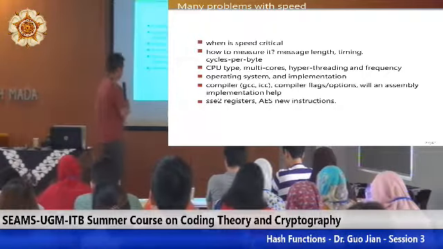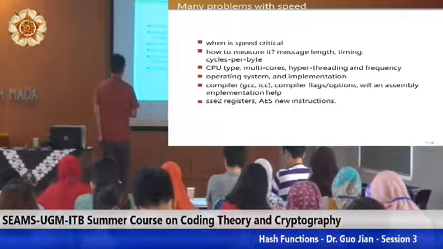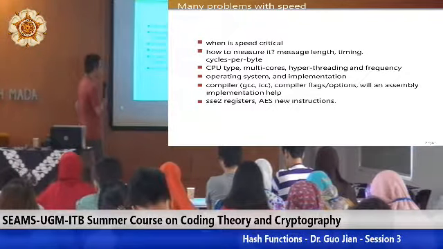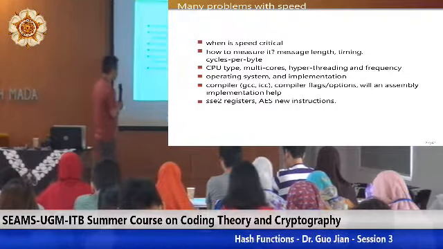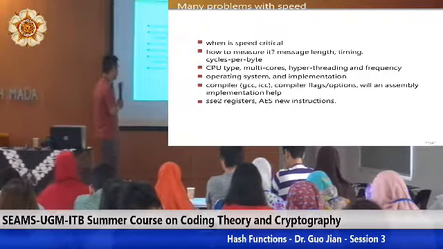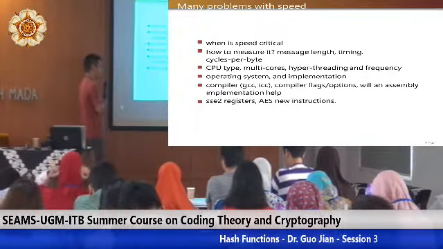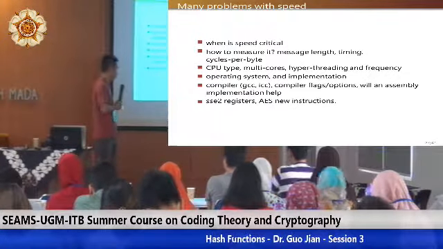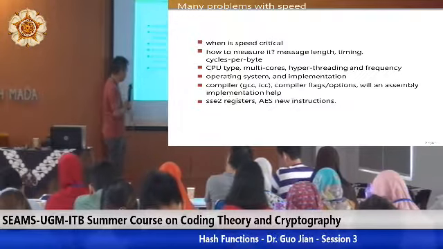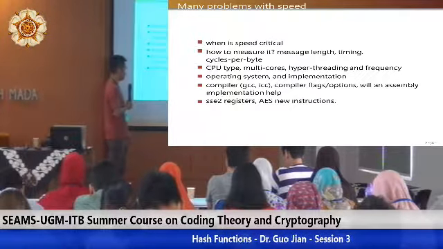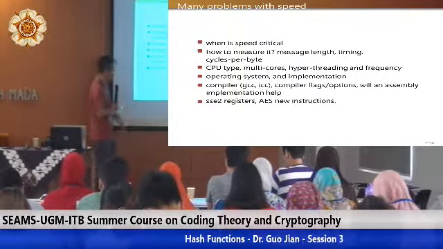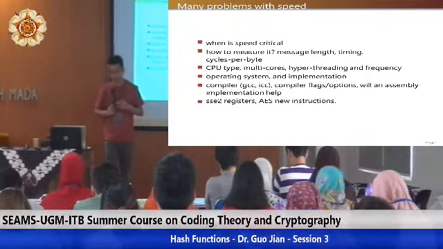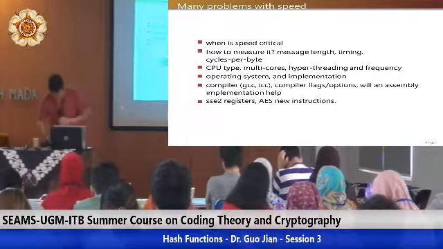And this also depends on the CPU type, whether you have multiple cores, whether you can do parallel computation, whether it supports hyper-threading, frequency, and it also depends on operating systems and implementations, as well as compiler. And there are several special registers like SSE2, SSE3, SSE4, and the AES new instructions. Yeah, so there are many factors affecting it.